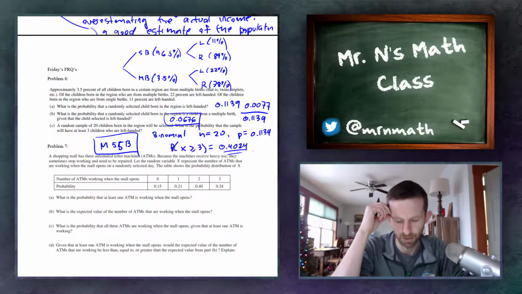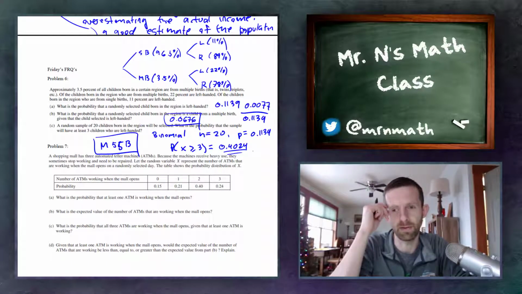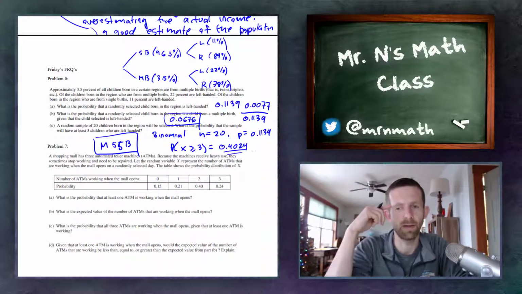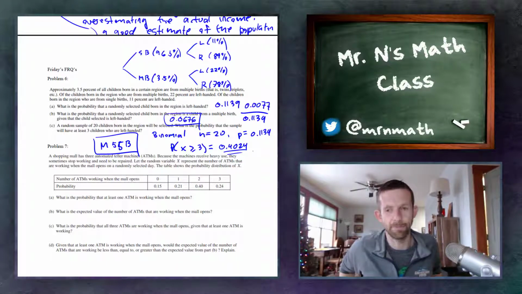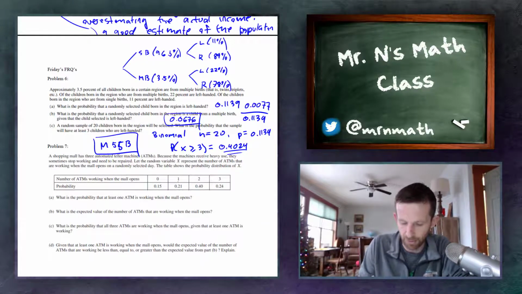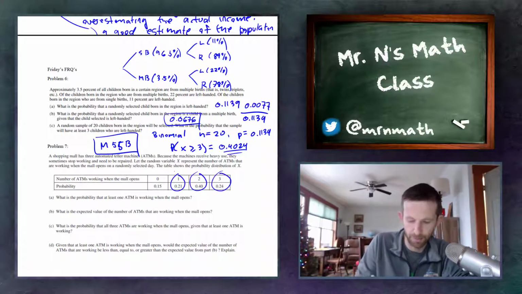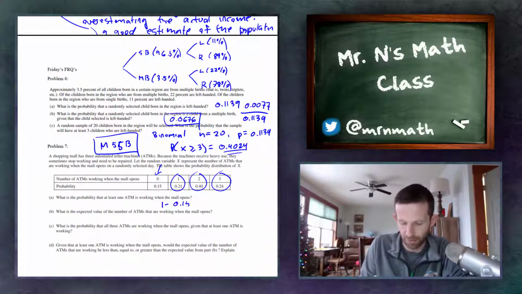A shopping mall has 3 automated teller machines, ATMs. Because the machines receive very heavy use, they sometimes stop working and need to be repaired. Let a random variable x represent the number of ATMs that are working when the mall opens on a randomly selected day. The table shows the distribution. What's the probability that at least 1 ATM is working when the mall opens? So at least 1 happens here, here, and here. And actually the faster way to do that is 1 minus 0.15, which is 0.85.